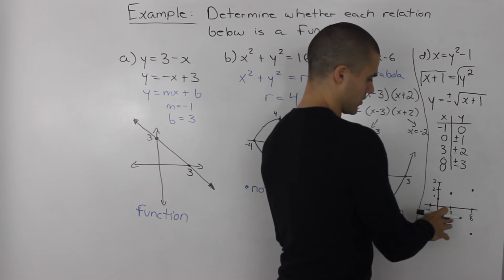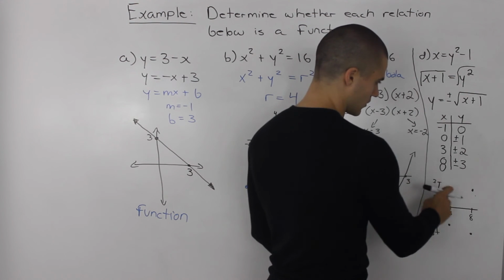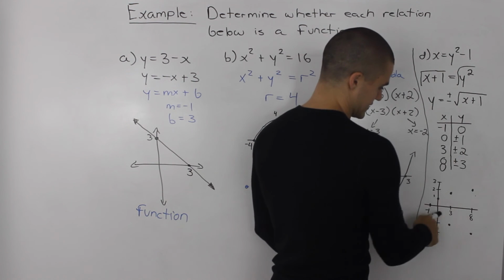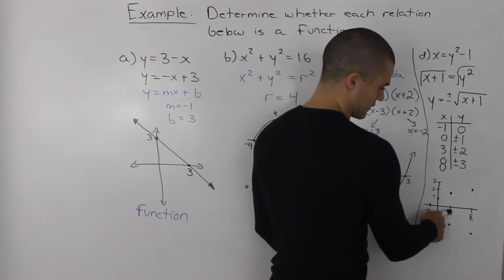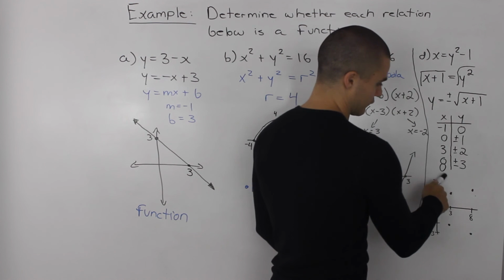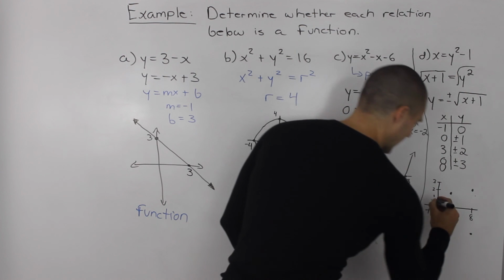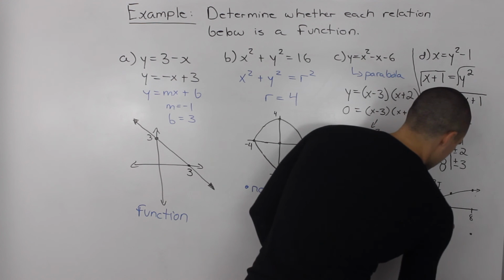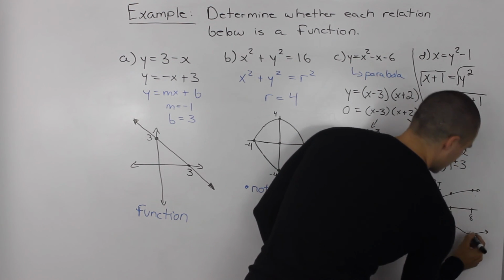Now, taking these points and plotting them first, I took all these points, I plotted them, so negative 1 and 0, and then 0, notice how the y value is plus 1 and minus 1. For an x value of 3, we have plus or minus 2 for the y values. And then for an x value of 8, we have plus or minus 3. So connecting all the dots, this graph looks something like this. Sort of like a sideways parabola that should be going through this point here.